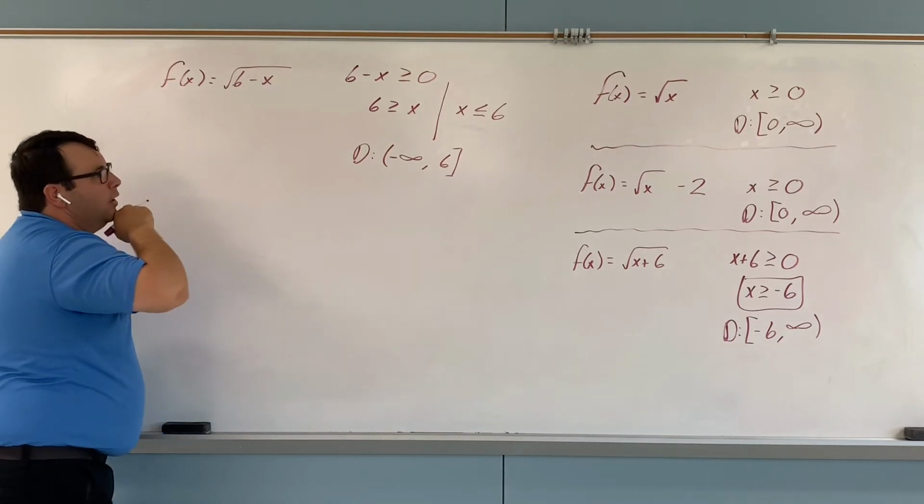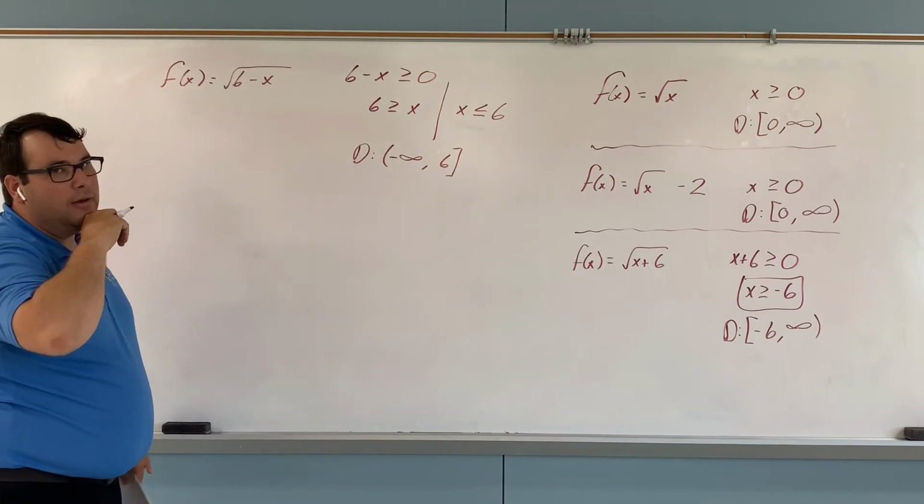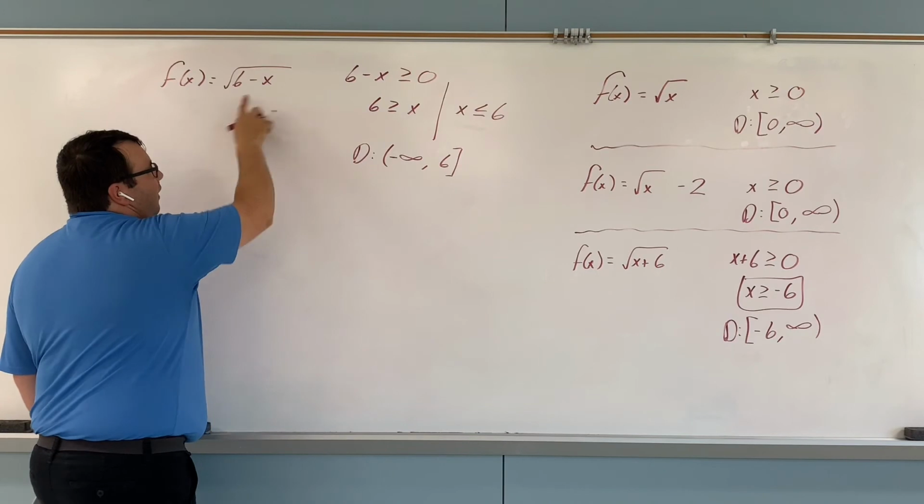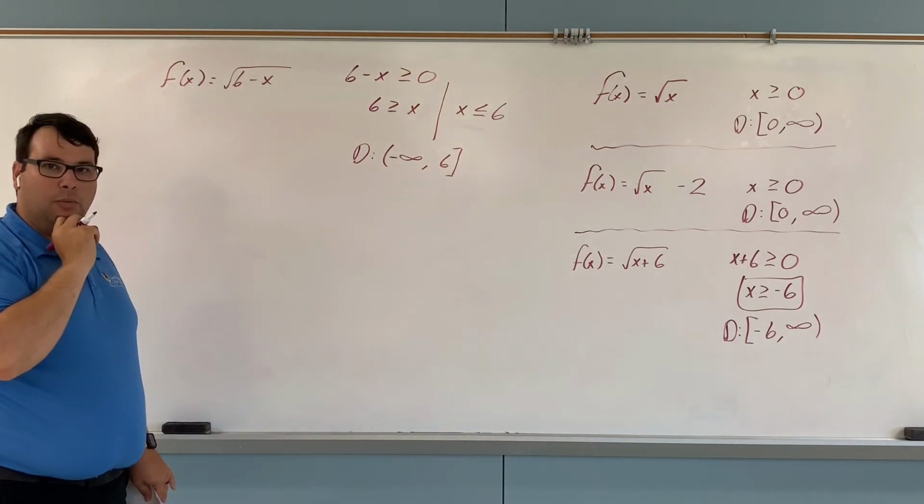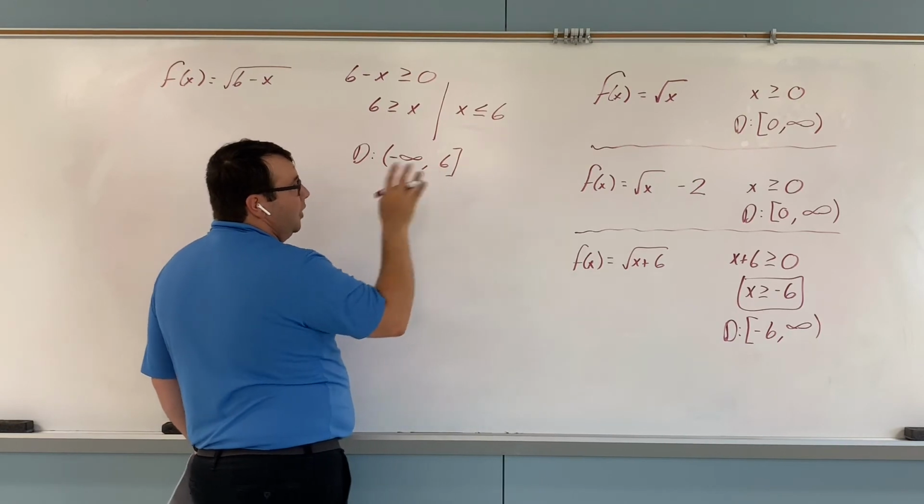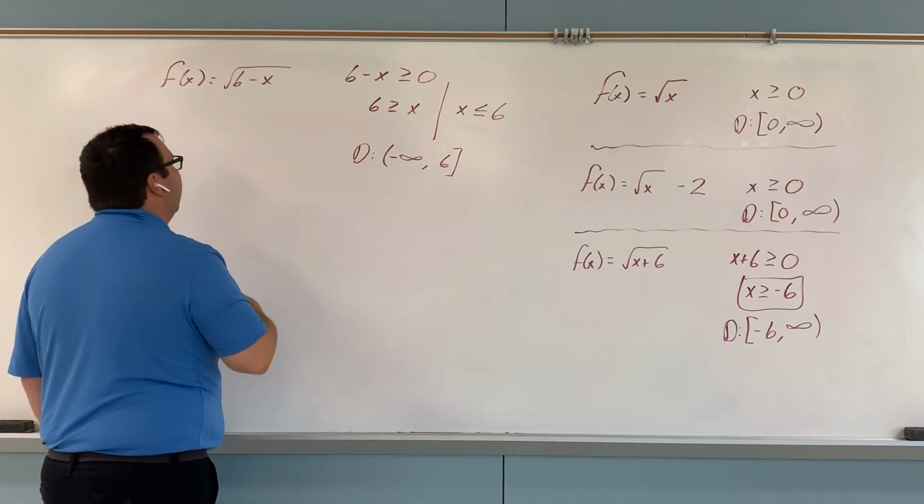Let's say I put in 10, positive 10. 6 minus 10 is a negative 4. That does not work. And that's because it is on the greater side of x. And we don't want that. We need x on the lesser side.